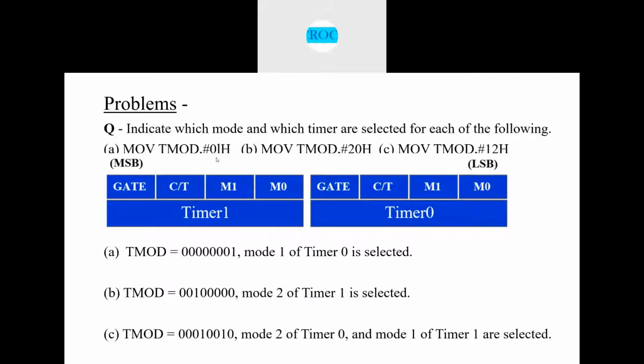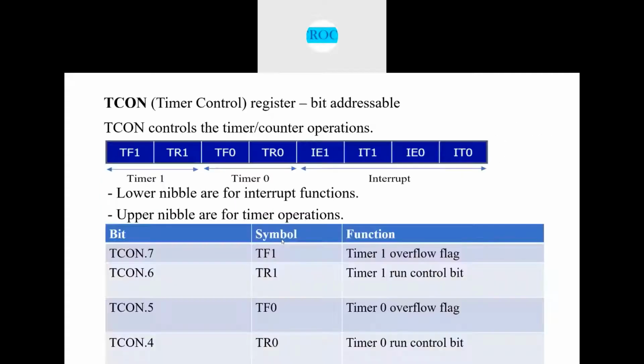Depending on the value we send to the TMOD register, we know which timer is operating in which mode. And we will also study the TCON register. We know about the TMOD register. The TMOD register is used to control the different modes of the timers, whether it is mode 0, mode 1, mode 2 or mode 3. We also know that the TMOD register is byte addressable; you cannot address it bit by bit.